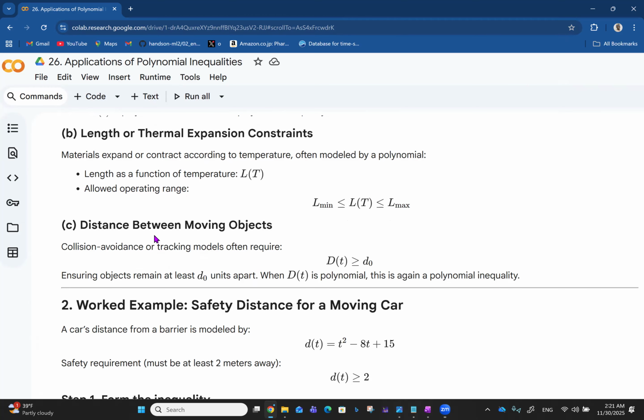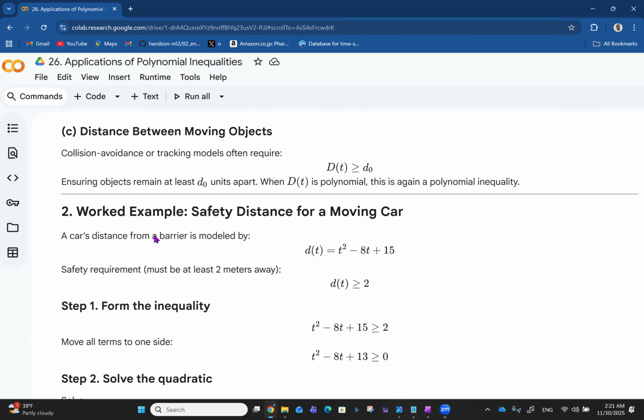And then apart from length or thermal expansion constraint, we can talk about distance between moving objects. So to avoid collision, right, you have cars moving and everything. Like in the design of robots these days when we have electric cars and self-driving autonomous vehicles and all of those things, we need to pay attention to these kinds of ideas, talking about distance between objects. Collision avoidance or tracking models often require that d(t) is greater than or equal to d naught, ensuring objects remain at least d naught units apart, right?